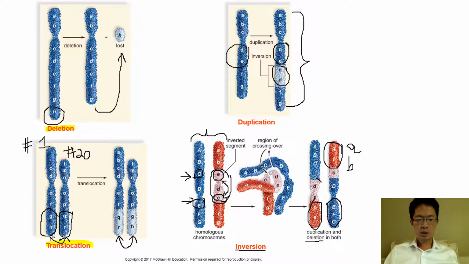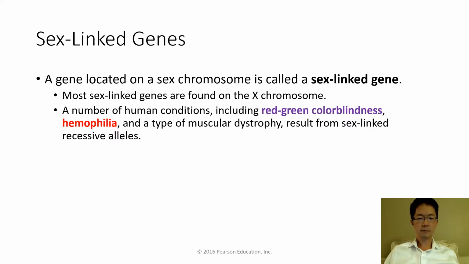Translocation, duplication, and inversion: four types of chromosome mutation. Sex-linked genes are genes located on the X chromosome. What are the genes located on the X chromosome? For example, color blindness, hemophilia, and a type of muscular dystrophy. They are all on the X chromosome.